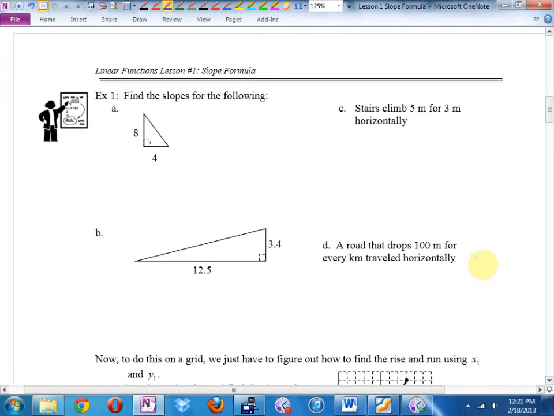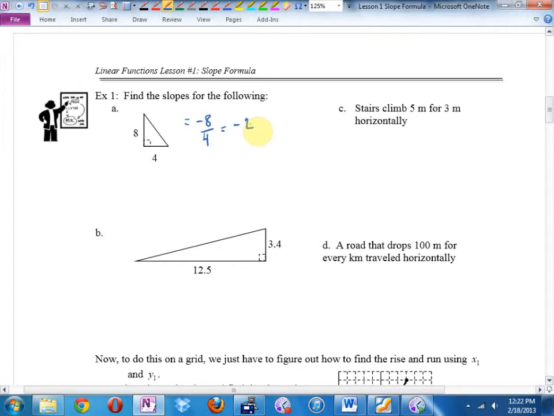Example 1 says, find the slopes for the following. Okay, first of all, negative or positive? I heard both. Which one, that one? We would call that a negative slope. What's the rise? The vertical part. 8 over, what's the run? The horizontal part. And in lowest terms, we would say that's negative 2 over 1, but I'm not going to write the over 1. I'm just going to remember that it's there.